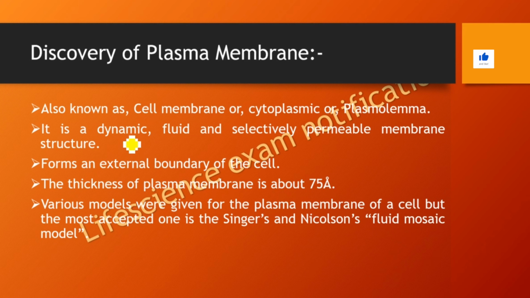Next comes our fifth model, the fluid mosaic model of the plasma membrane. Please correct it, this is our fifth model, not fourth. This model was given by Singer and Nicolson. They said that the plasma membrane does not have a uniform deposition of lipids and proteins, but is formed by a combination of the two.